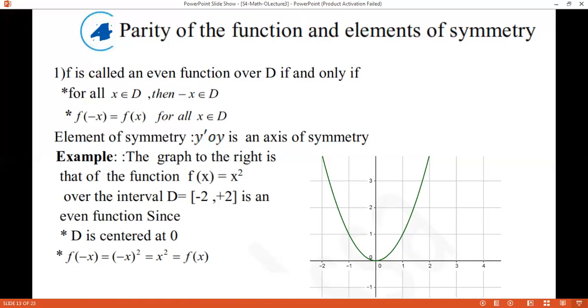So what did we learn? We learned that an even function has the y-axis as an axis of symmetry. And to prove that a function is even, you should replace x by minus x and you should get the same function. You can also take specific values. For example, if you replace minus 2, you are going to get 4, and if you replace 2, you are going to get 4.